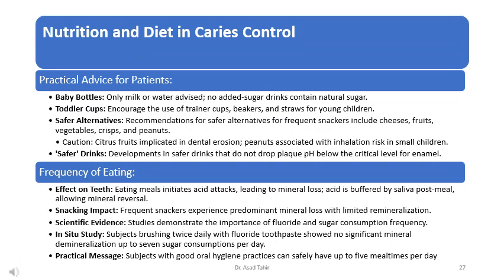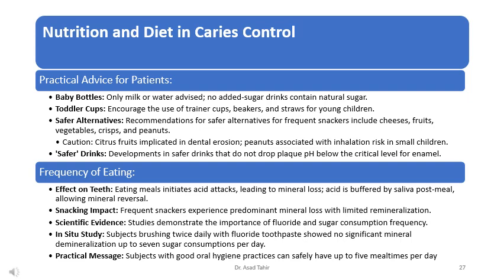Let's simplify nutrition and diet tips for preventing cavities. Baby bottles. Stick to milk or water, skip sugary drinks. Toddler cups. Encourage cups with lids or straws to reduce spills. Healthier snacks. Choose snacks like cheese, fruit, veggies, or nuts instead of sugary treats.